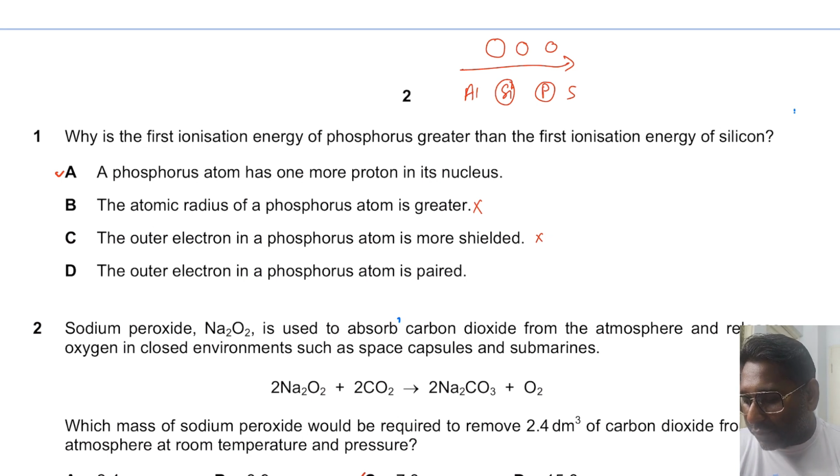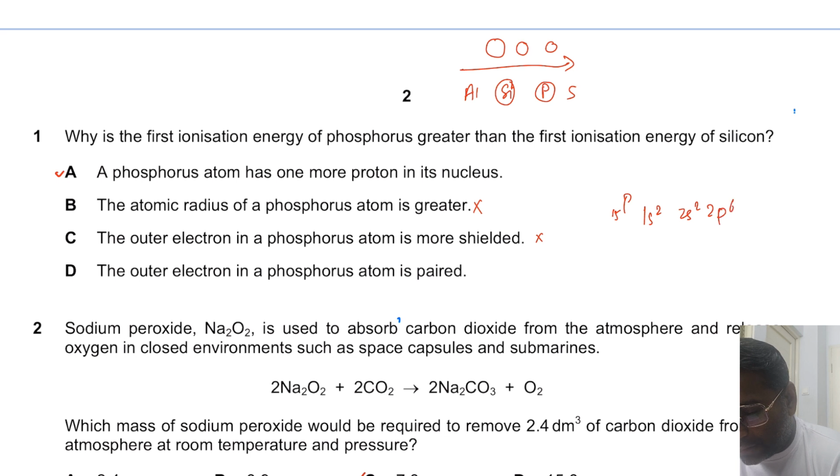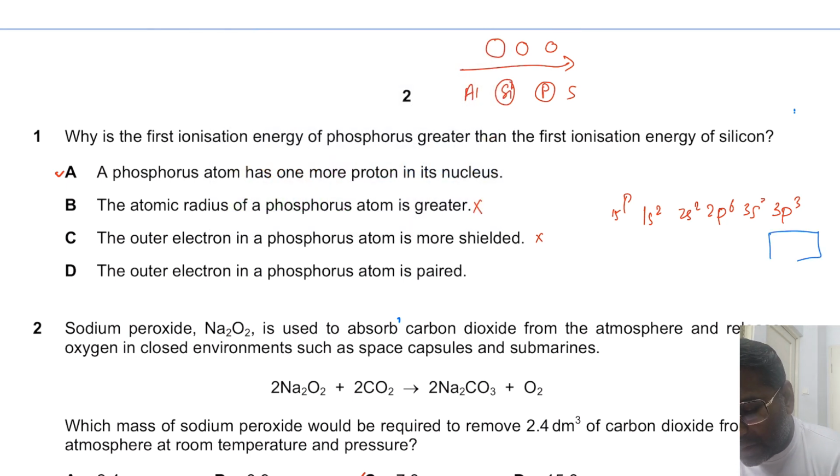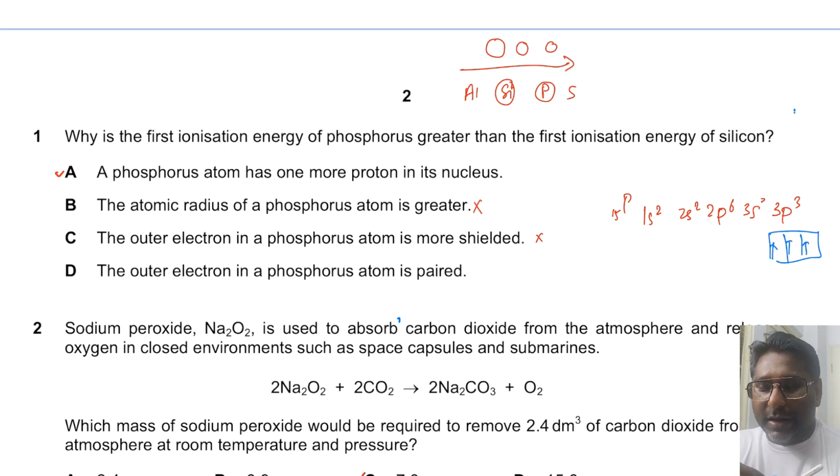The outer electron in phosphorus is paired. So if you look at phosphorus, phosphorus is 15. So 1s2, 2s2, 2p6, 3s2, and 3p3. If you look at this 3p3, all these electrons are going to be in their own orbitals, so they are going to be singly filled. So they are not paired. Therefore this statement is also wrong.